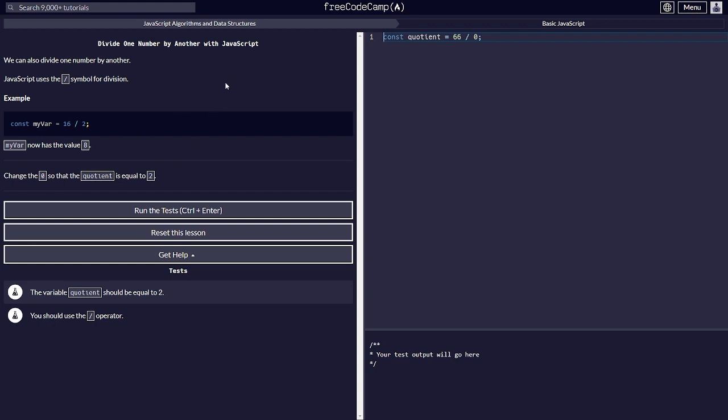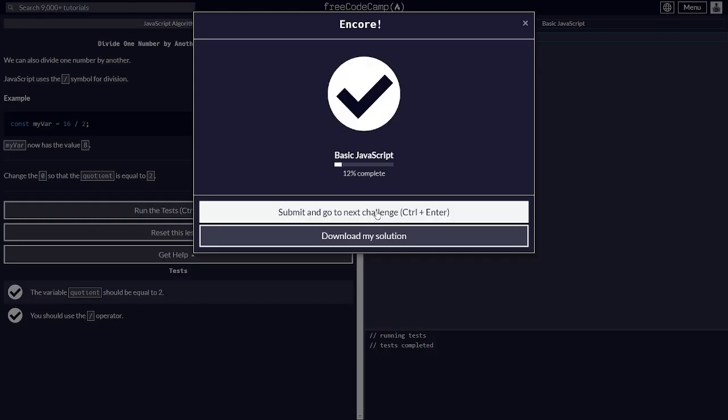Divide one number by another with JavaScript. We can also divide one number by another using the / symbol for division. My var now has a value of 8. Change the 0 so that the quotient is equal to 2. So 66 divided by 33 will be 2.